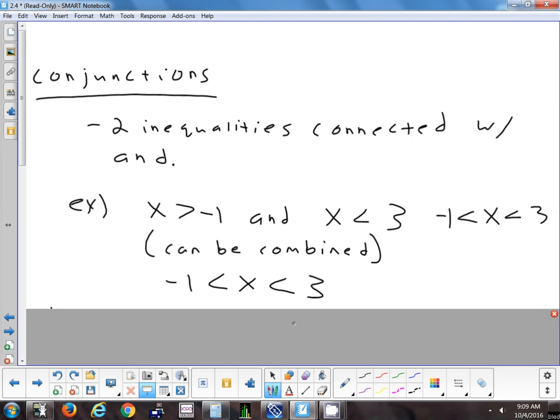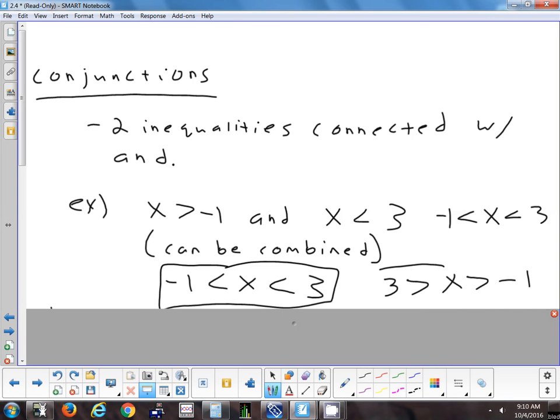You can flip everything around and do it this way. I generally don't do it this way, but technically that's the same thing. It says X has to be less than 3 and greater than negative 1. When you write it in either one of these notations, you don't need the word and. And is kind of built into that notation. If you want to write it as two separate statements, then you have to put the word and.